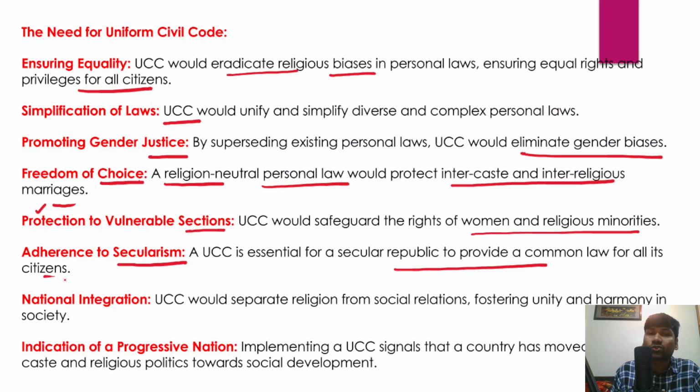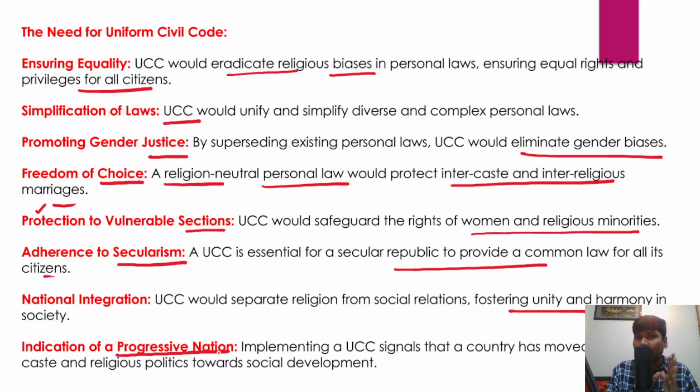And a uniform civil code would also result in national integration, because the UCC would separate religion from social relations. Thereby, it could foster unity and harmony in society. And apart from that, it is also an indication of a progressive nation. Progressive nation in the sense that, for example, gender discrimination is a common practice. Gender inequality has been perpetuated in society. And the personal laws of different religions favor men over women. So whenever we have a uniform civil code, that indicates women's exploitation is arrested or prevented. Women have been given equal rights along with men. Therefore, whenever any country has a uniform civil code, it could be an indication of the progressive nature of the country.